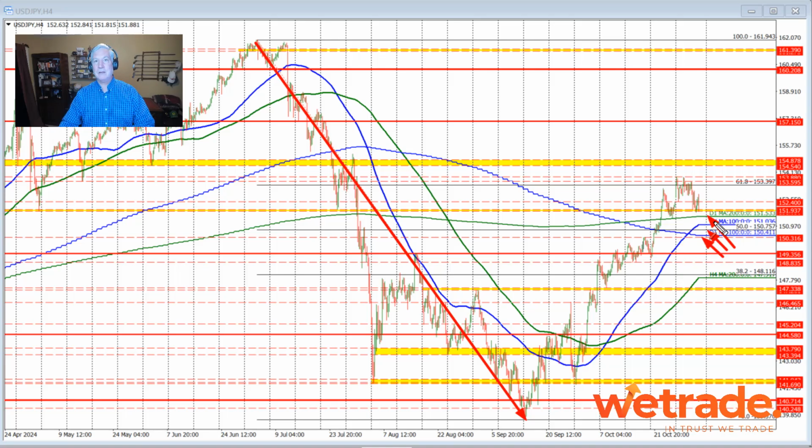This is a big cluster of key technical levels that in the short, medium, and longer term will define the bias for this pair, not only today but going forward. Should include the 200-day moving average, but you get my point there. So be aware of that. As long as the price remains above those levels, the bias remains at least more in favor of the buyers in the medium and longer term. So be aware of this area, not only today but going forward.